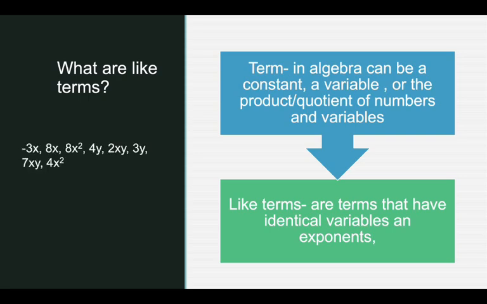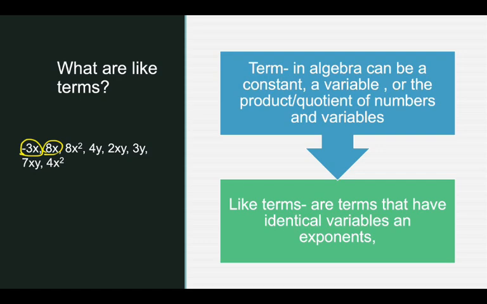I want everybody to look up front. I have negative 3x, that's a term. 8x is a term. 8x squared is a term. All of these are terms, but the ones that are alike have the same variables and the same exponents. So, if I asked you negative 3x, where's its like terms? 8x. Anything else?